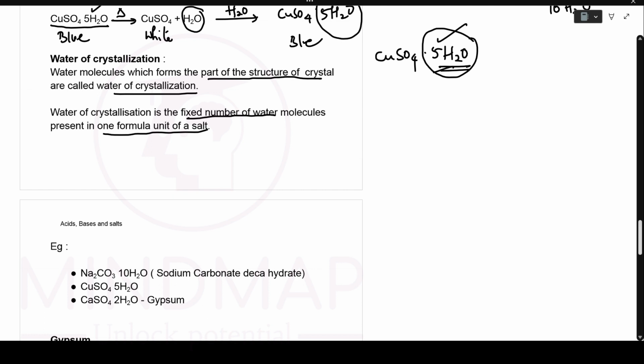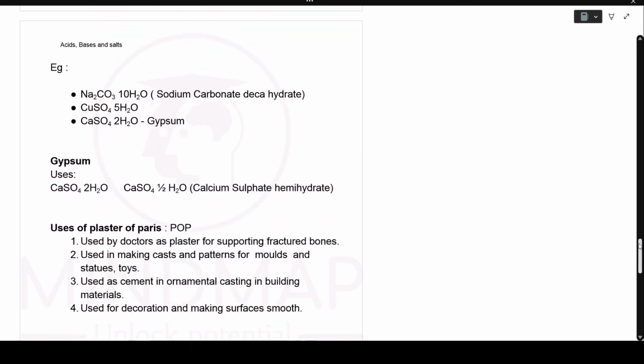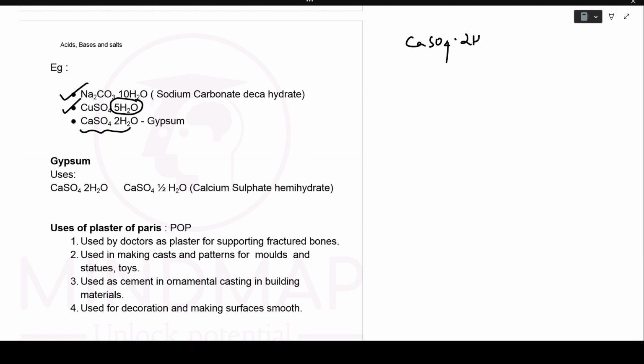Okay, so there are some examples of water of crystallization, like sodium carbonate decahydrate, which we studied just now. What was the deca? This is nothing but washing soda. Copper sulfate has 5 molecules of water, and here is an interesting example. Calcium sulfate with 2 molecules of water is known as gypsum. This is gypsum, okay. Now where is gypsum used?